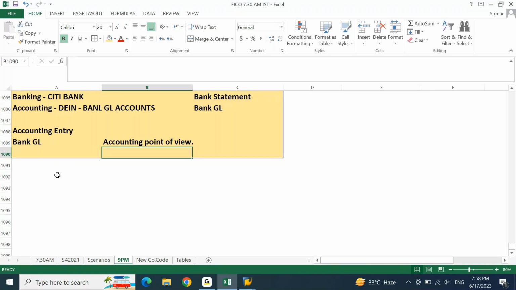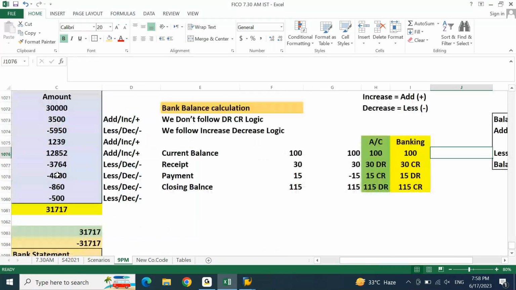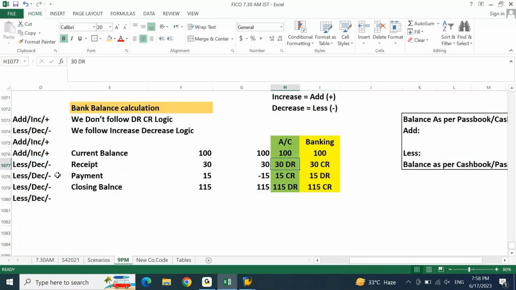We go up. This is what we have listed. Debit credit indicators from the accounting point of view are different. Debit credit indicators from banking are different. Correct? When you write the accounting entry, we need to think from the accounting side or from the banking side. From the accounting side, sir. You'll have to think from the accounting side.